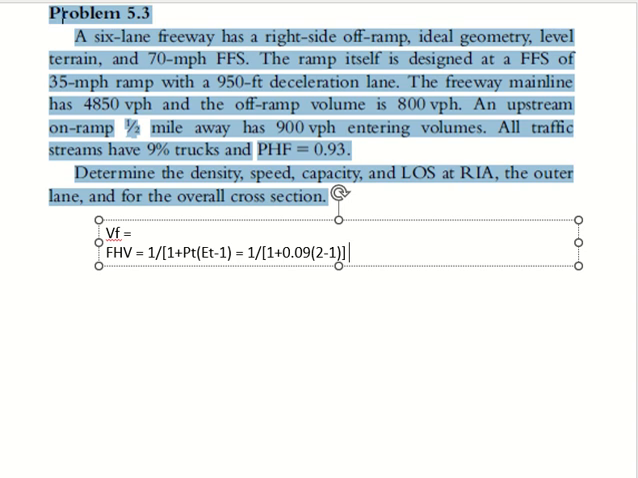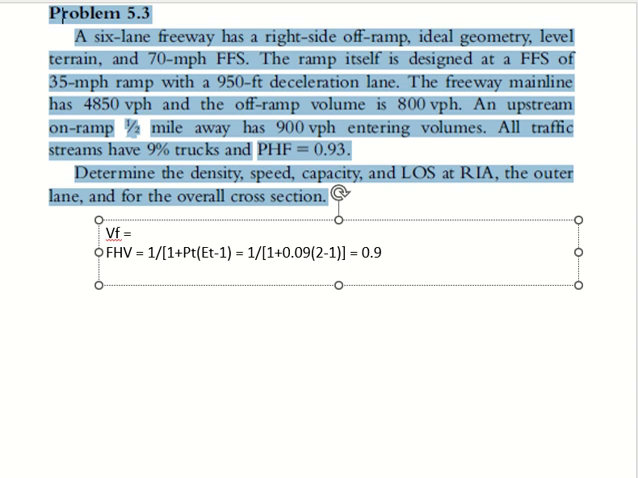Okay, how much is FHV? 0.9, exact. Okay. 91? 92? Make up your mind. Okay, so FHV, because all of it is level terrain and all of them have 9% trucks. All meaning freeway and the ramp, both. Okay, so this factor will not change. If percentage of trucks change or the terrain change, then this factor will also change.